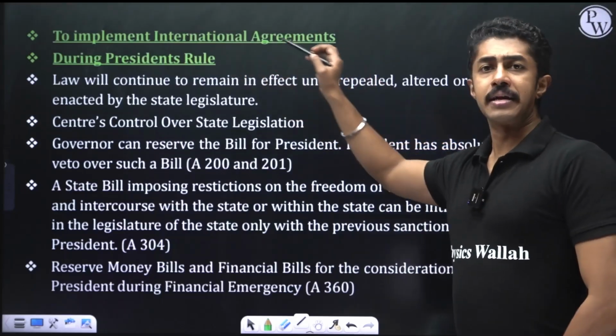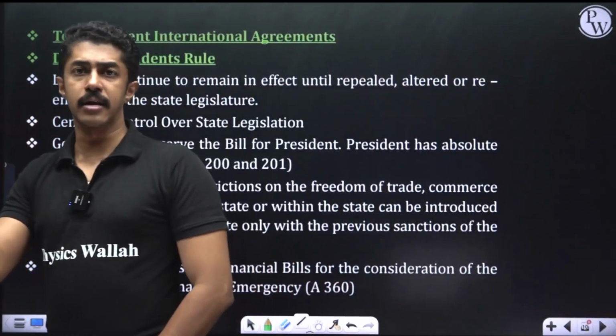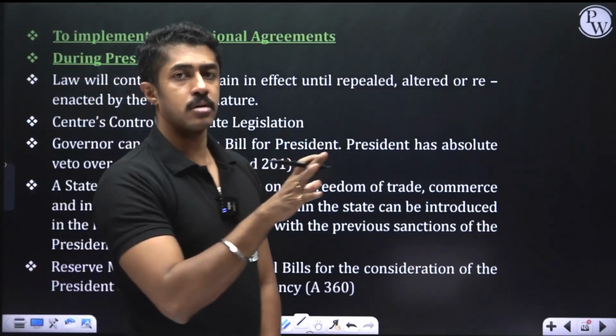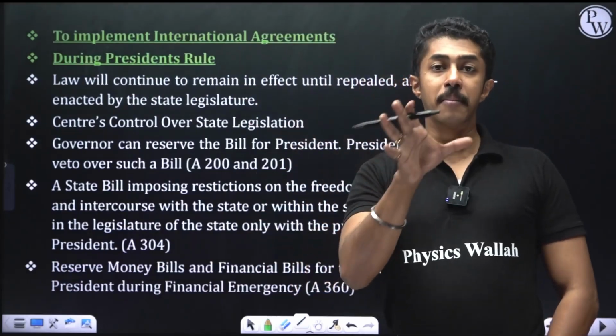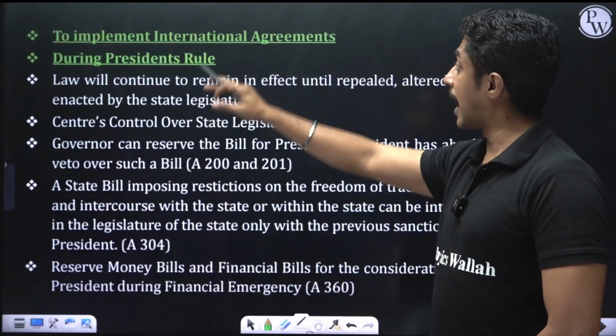To implement international agreements. Again, all the environmental related treaties, if the government wants to implement them, they can easily implement them. That is, Parliament can pass a law with regard to a matter in the state list if it is to give effect to an international agreement.